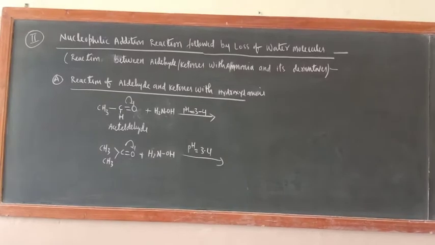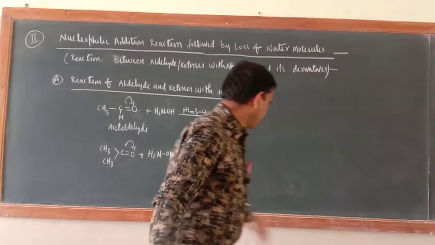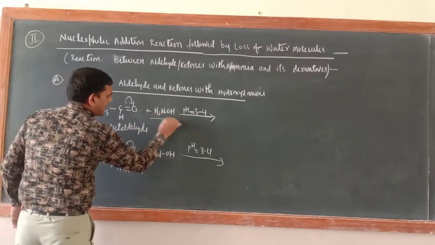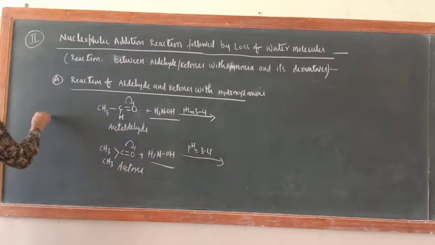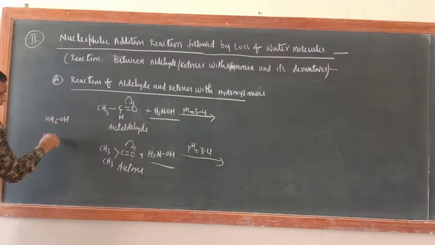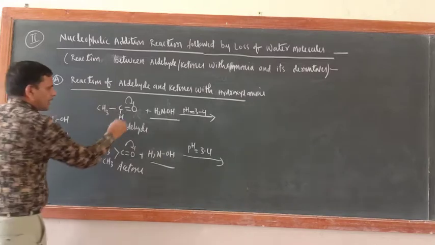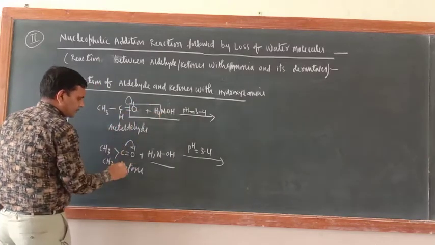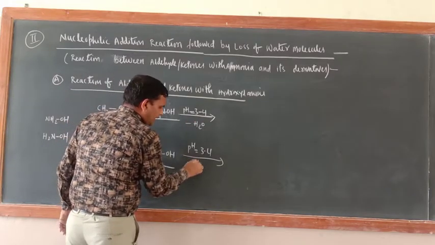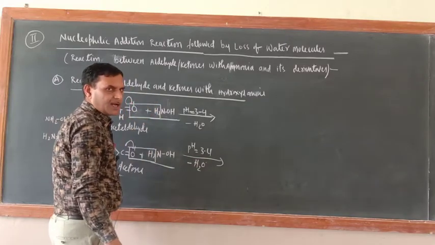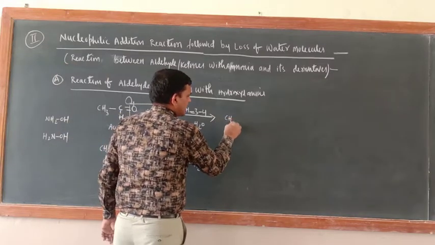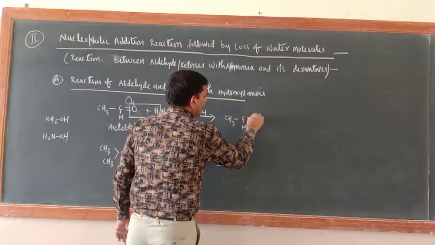Just see here. This is acetaldehyde, and this one is acetone. Now this is hydroxylamine. What is the formula? Generally we write NH2OH. Now you write H2NOH. Why am I doing so? Because I have to remove one molecule of water, minus H2O. In all the reactions of ammonia and its derivatives with aldehydes and ketones, one molecule of water must be released. The rest of everything you just add: CH3 CH double bond NOH.